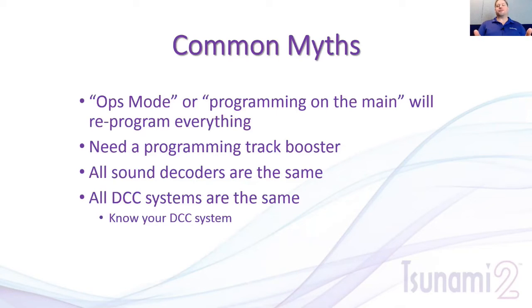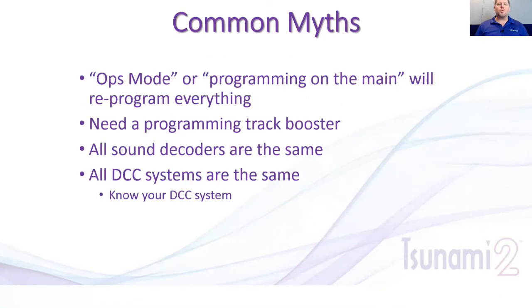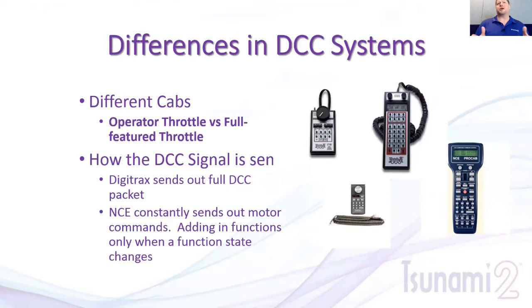But when you look at the different systems, we look at the different options and what you have. And so when we're looking at this, we look at the different user inputs. And the user input is typically the throttle or the handheld. And with that, you have operator throttles versus full-featured throttles. The problem with some of these operator throttles is they can't access a lot of the higher functions. So for example, F17 on our diesel locomotive is a fueling option. So you can actually take on fuel.